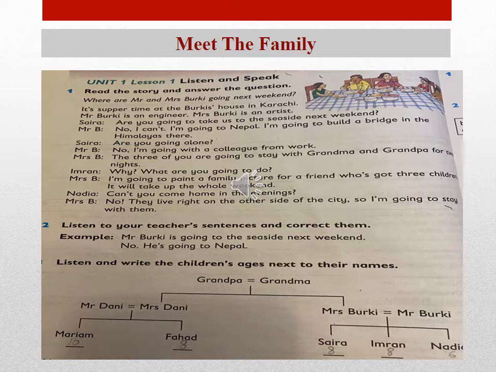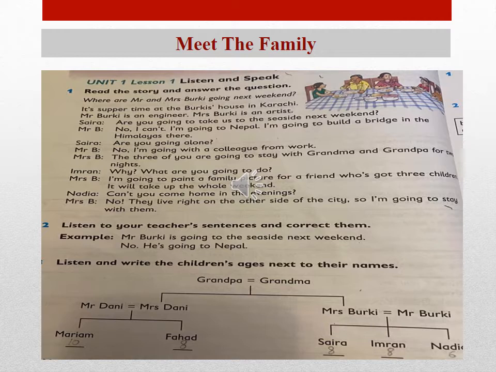It's supper time at the Berkeley's house in Karachi. Mr. Berkeley is an engineer, Mrs. Berkeley is an artist. Tyra, are you going to take us to the seaside next weekend? Mr. B: No, I can't. I'm going to Nepal. I'm going to build a bridge in the Himalayas there. Tyra, are you going alone? Mr. B: No, I'm going with a colleague from work. Mrs. B: Three of you are going to stay with grandma and grandpa for 2 nights. Imran, why? What are you going to do? Mr. B: I'm going to paint a family picture for a friend who's got 3 children. We'll take up the whole weekend. Nadia, can't you come home in the evening? No. They live right on the other side of the city, so I'm going to stay with them.